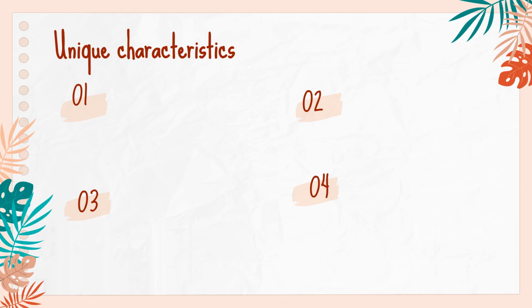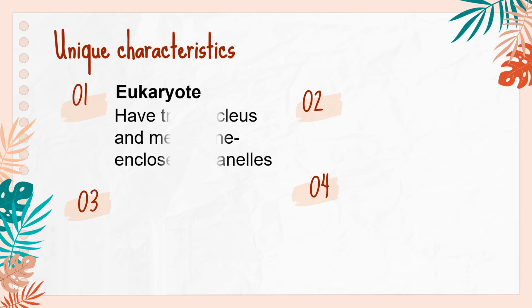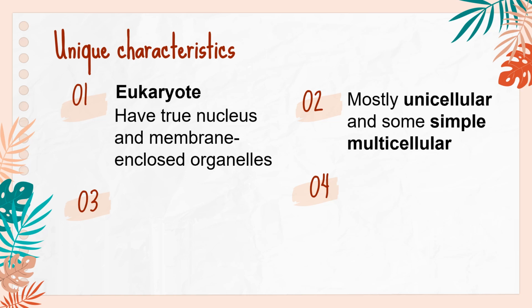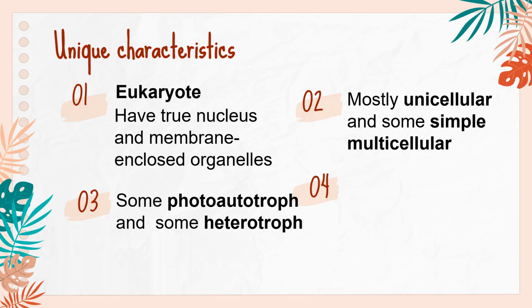Now we look at the unique characteristics. Number 1, eukaryotes, which means that they have a true nucleus and membrane-enclosed organelles. Number 2, mostly unicellular and some multicellular. Number 3, some are photoautotrophs, which means that they can undergo photosynthesis.